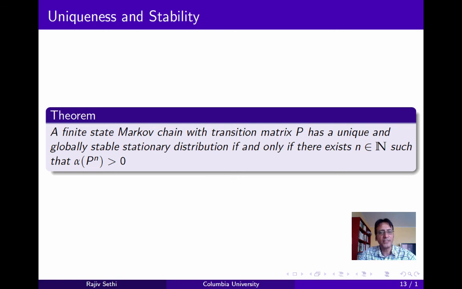And you can verify uniqueness and stability either by checking for irreducibility and aperiodicity, or by verifying that there exists a power n of P such that the corresponding Dobrushin coefficient is strictly positive. And this gives you two different ways of trying to verify whether a finite state Markov chain has a unique and globally stable stationary distribution. And I'll stop there for this segment.